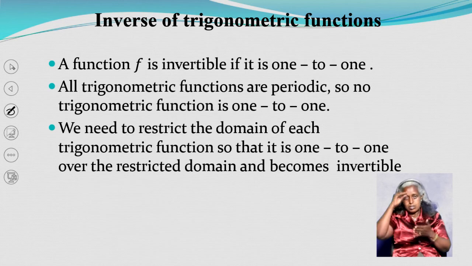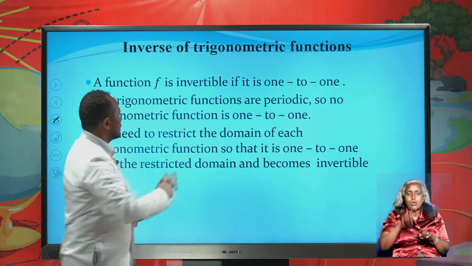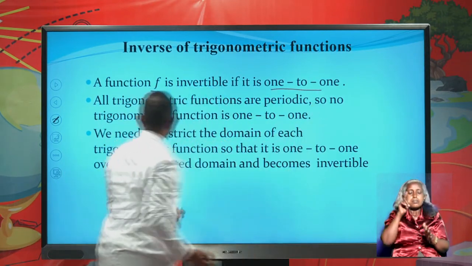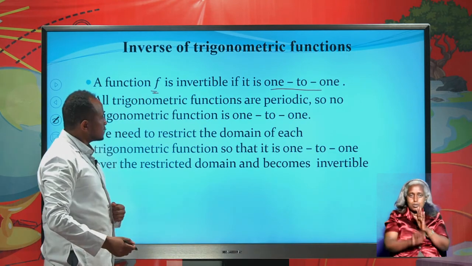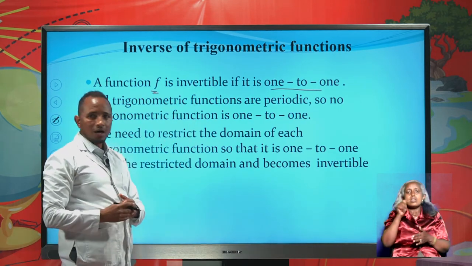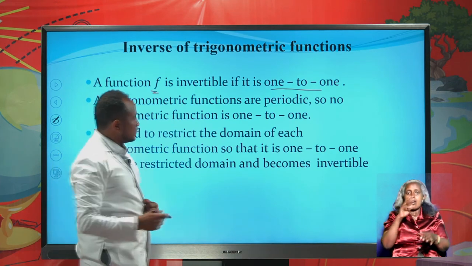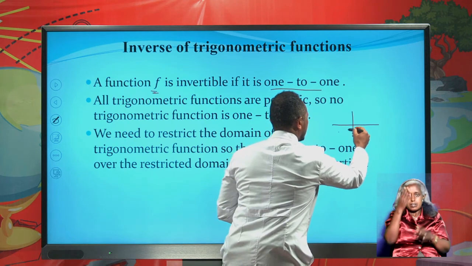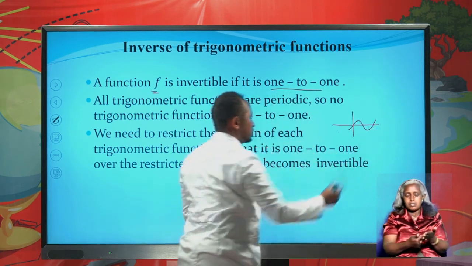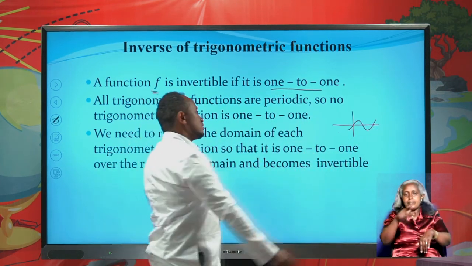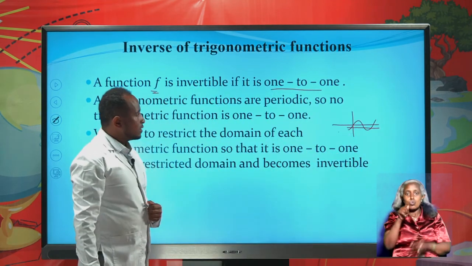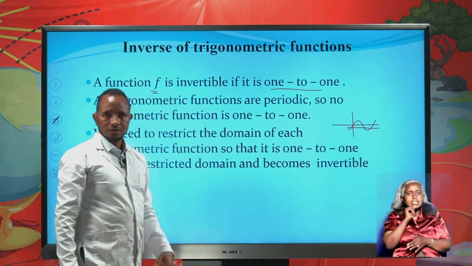A function f is said to be invertible if it is 1 to 1. A function, to have an inverse, must be 1 to 1. Since all trigonometric functions are periodic, if you see sine, its graph is of this form. It's periodic. If you use the horizontal line test, it's not 1 to 1, so it doesn't have an inverse.